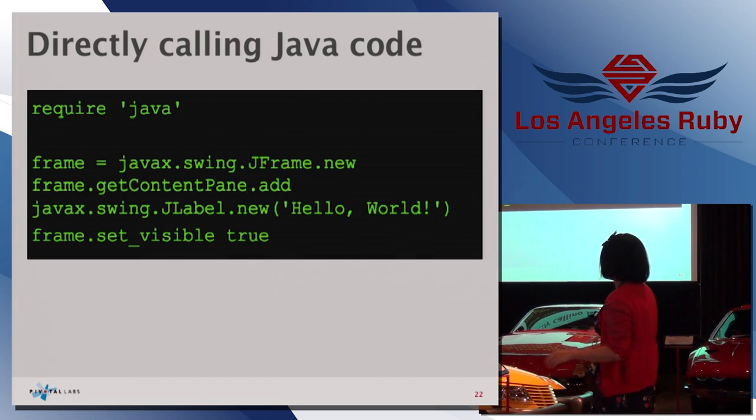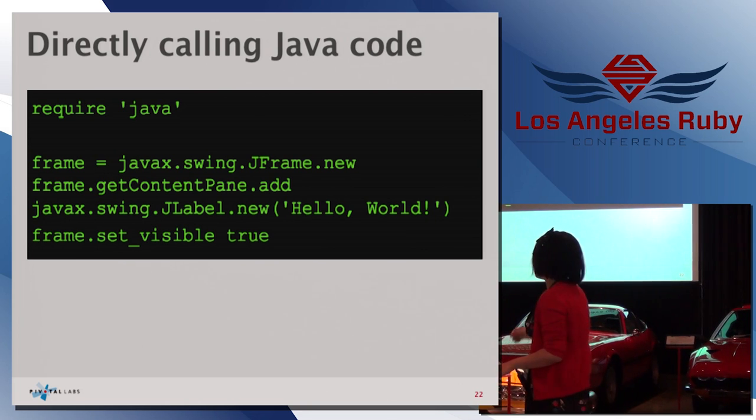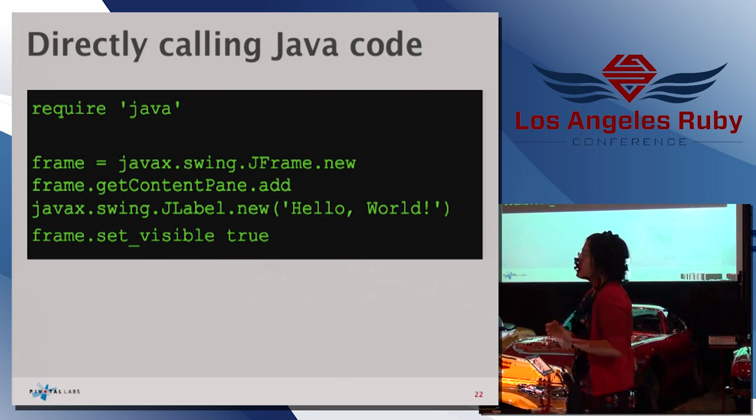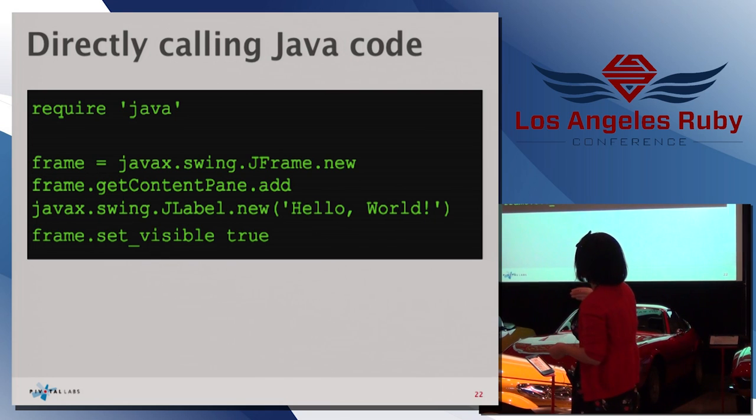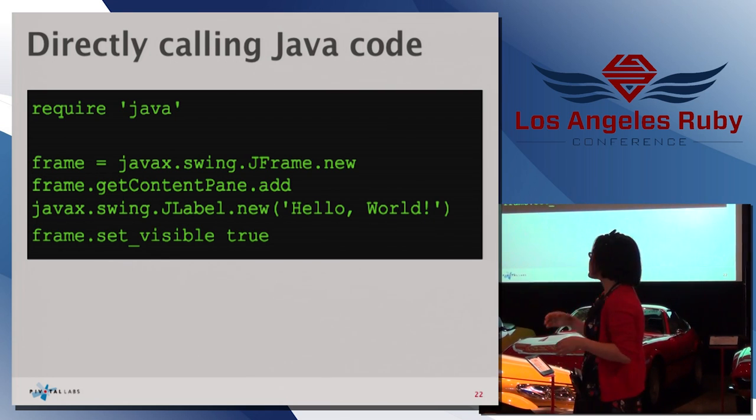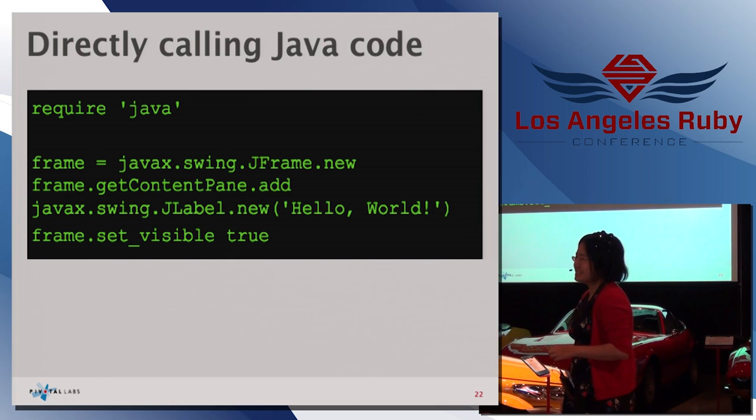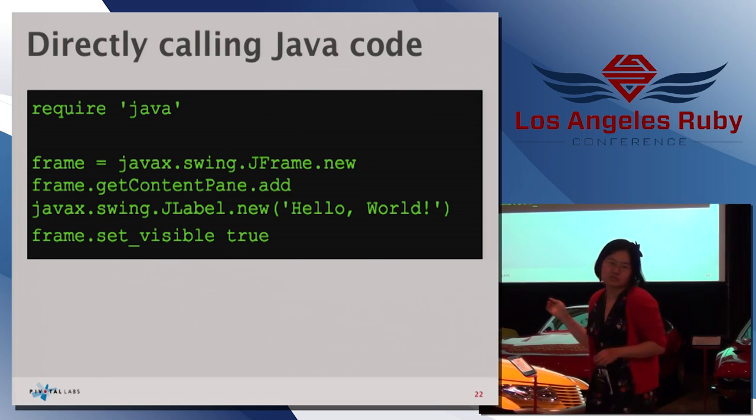And the second part, which I think is really cool, is that in Java, the convention is to use camel case for your method names, but in JRuby you can call these methods using their underscore equivalent, so you don't have to worry about your code looking too ugly, even though the camel case version works too.